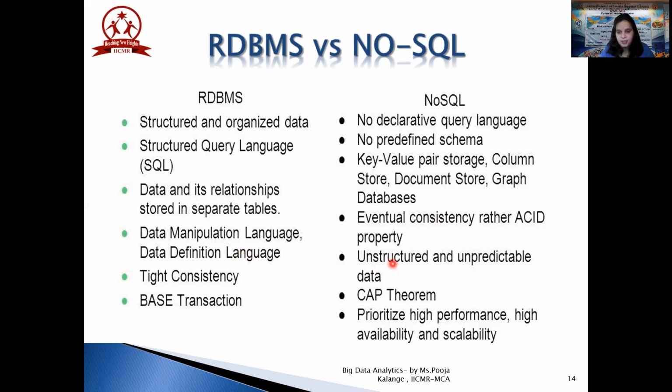Then NoSQL deals with unstructured and unpredictable data, whereas, as you know, RDBMS has structured data. NoSQL follows the CAP theorem. RDBMS follows ACID properties, which is why there is tight consistency in the database. Whatever transactions take place, either it will be a commit transaction or it will be an abort transaction. But in the case of NoSQL, the properties prioritize high performance, high availability, and high scalability. So these are some basic differences between RDBMS and NoSQL.